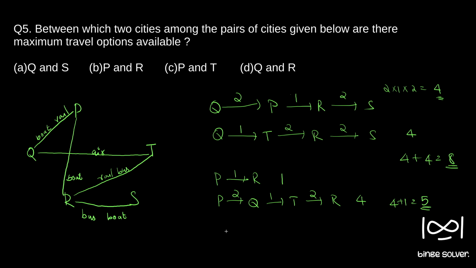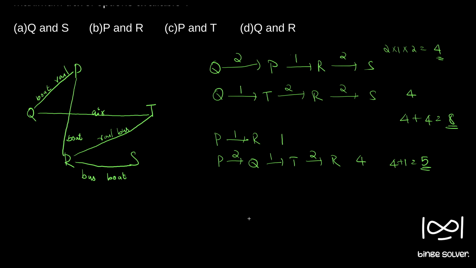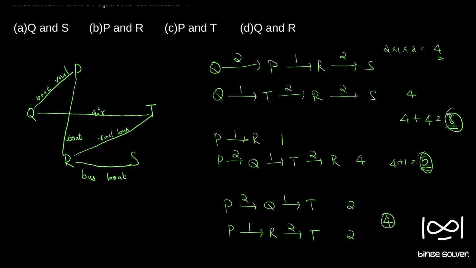Similarly, P to T: if you take P to Q, then Q to T, 1. So total 2 combinations, and P to R, which is 1, R to T, which is 2. So total 2 combinations. So sum is 4 combinations. So here 5, 8. Only one more, Q and R.